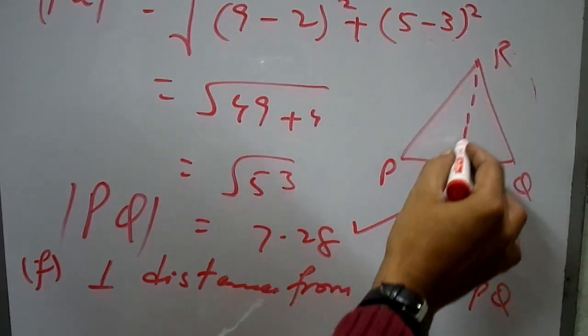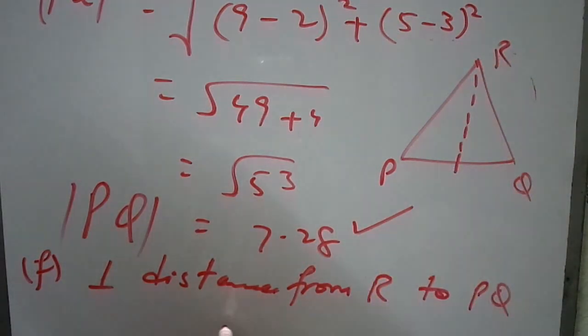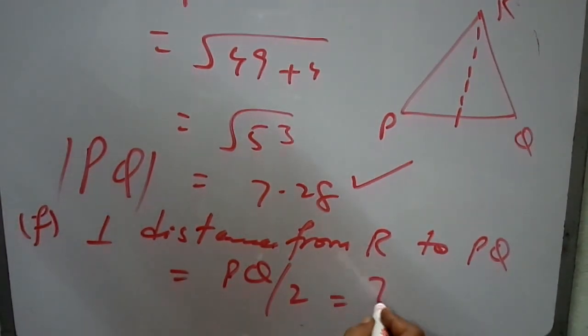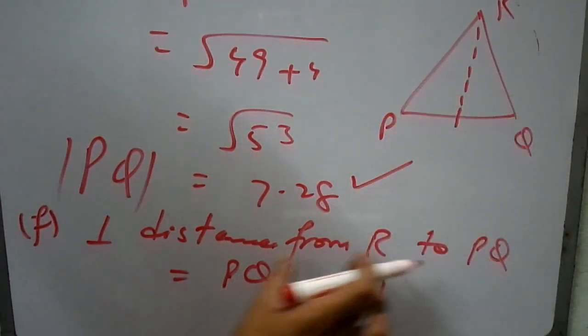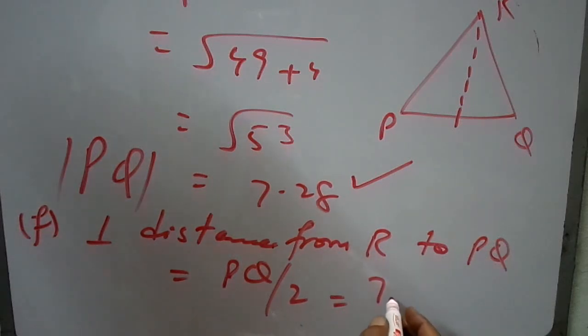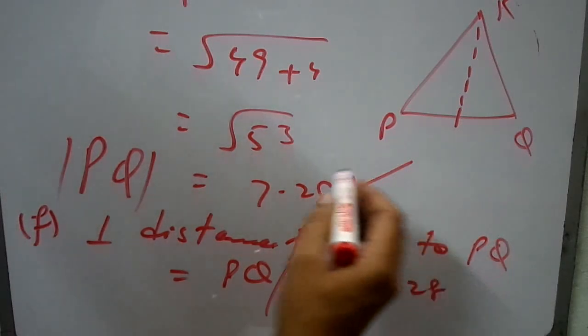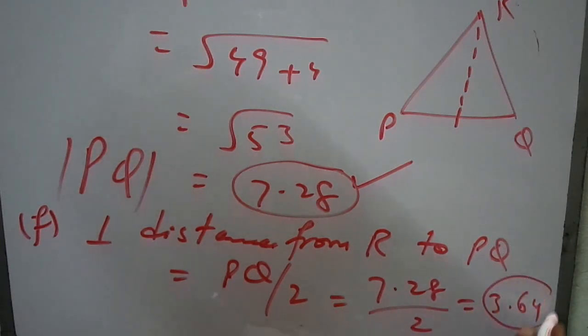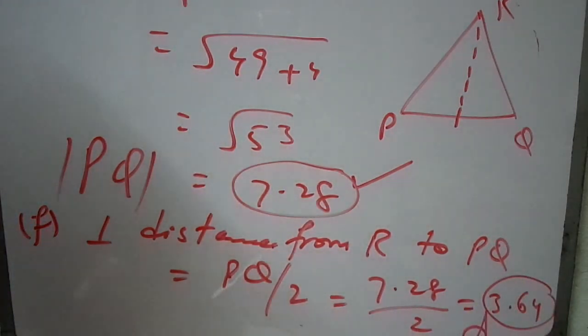So what is the perpendicular distance? It should be noted that PQ, which we have just calculated as 7.28, should be divided by 2 to get the perpendicular distance, so you will get 3.64 as your perpendicular distance. So that is your result.